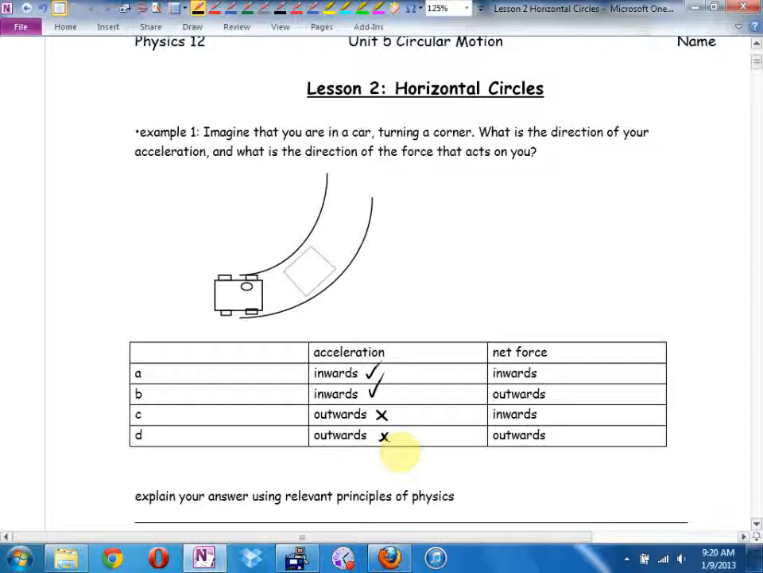What direction is your net force? Well, force is what times what? Force is what times what since Physics 11? Mass times acceleration. Is mass a scalar or a vector? Scalar. So where does force get its direction from? The acceleration. So if the acceleration is inwards, which way is your net force? Inwards. Yes, no, yes, no. What's the correct answer? A. When you're moving in a circle, your net acceleration is inwards, therefore your net force is inwards.